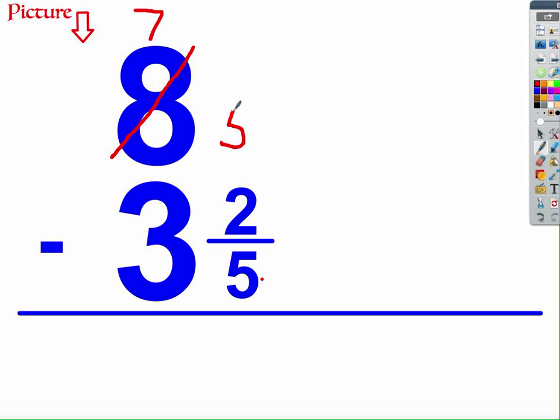So if I'm bringing over one whole and the bottom number has to be 5, so fifths, how many fifths do I bring over for one whole? Well, that would be 5/5. 7 and 5/5 is the same as 8. Now I can subtract it. 5/5 minus 2/5 is 3/5. And 7 minus 3 in the whole number column would be 4. That's a lesson on how to subtract mixed numbers if you have to borrow.